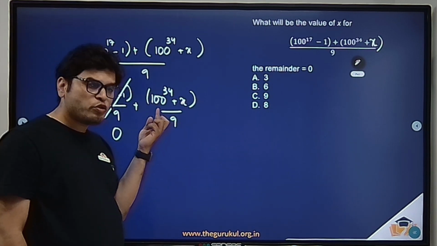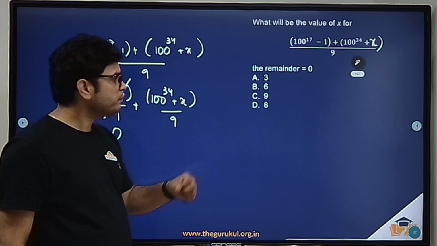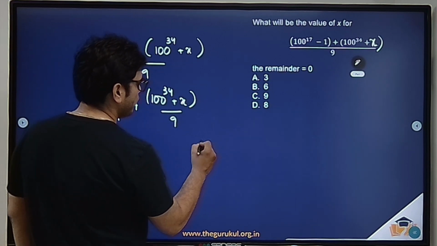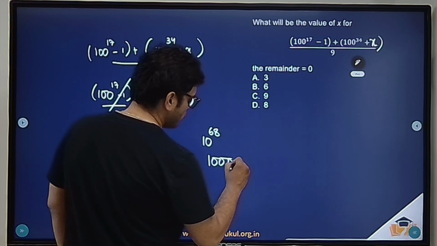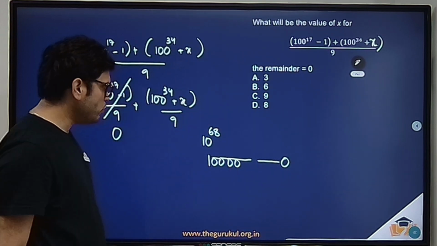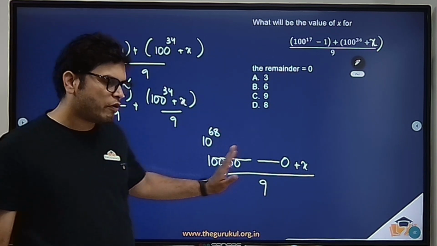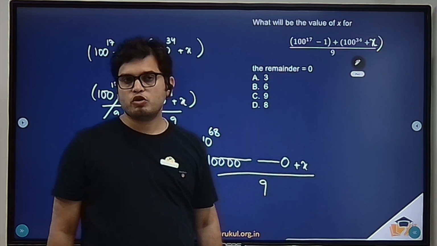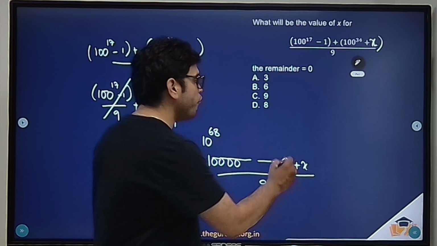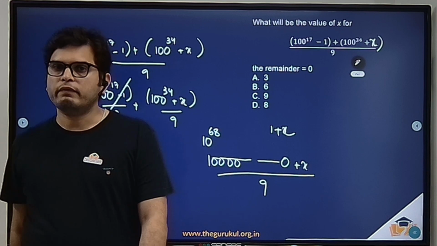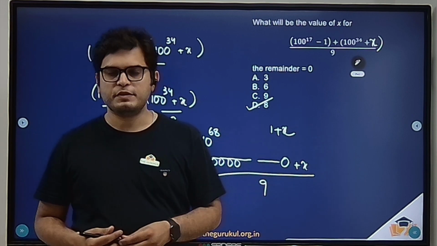Now for this to be divisible by 9, again the sum of all the digits should be a multiple of 9. So 100 power 34, which is nothing but 10 power 68, you will be having 1 and so on till 68 zeros plus x. Now for this to be divisible by 9, the sum of all the digits should be divisible by 9. So 1 plus 0 plus 0 plus 0 and so on till 68 zeros plus x. So 1 plus x should be divisible by 9. So what should be the value of x? 8. So the answer for this question should be option D.